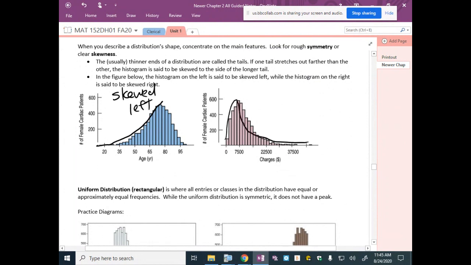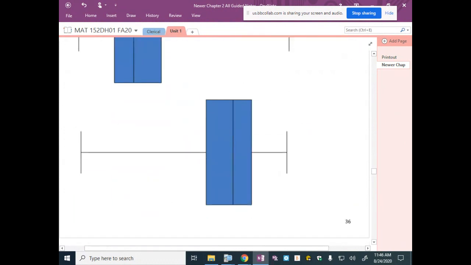Think of a roller coaster. This is skewed right. I love roller coasters. That's an example of skewed right because it has a longer tail on one side than the other. And uniform is where the frequencies are equal or approximately equal. While it is technically symmetric, it doesn't have a peak. For symmetric, it would have to have a peak.